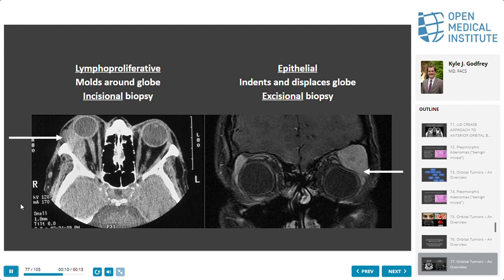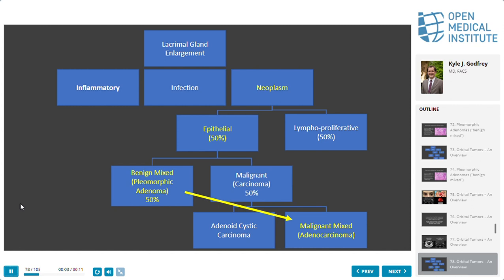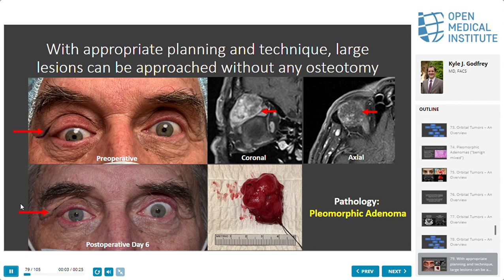So again, incisional biopsy typically treated with radiation, excisional biopsy to remove these lesions in total. And again, the big concern here is conversion. If you incise that capsule, converting the lesion over time from a benign mixed tumor to a malignant mixed tumor. So again, with appropriate planning, this is similar to that eyelid crease incision we did for that IgG4 related disease, but certainly a bit more extensive. But you can see, again, displacing and deforming the globe here, sort of this heterogeneous quality to it. It's not like lymphomas that tend to be a single cell type that are very homogeneous. This is multiple different cell types, very heterogeneous and deforming and displacing the globe, and we remove this in total.